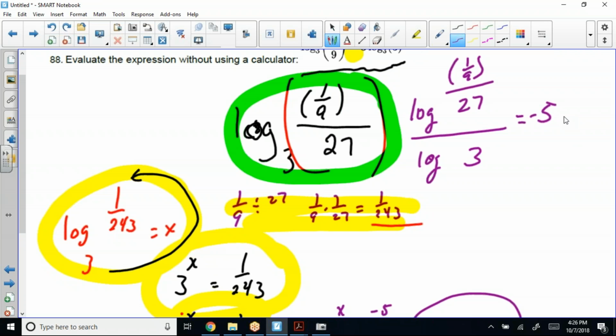Now, if it says evaluate without the calculator, no, do it with the calculator. I mean, this is a timed final. You've got 2 hours, right? Work smarter, not harder. You've shown me what you can do on your test. So this is time to show up and show out, right?